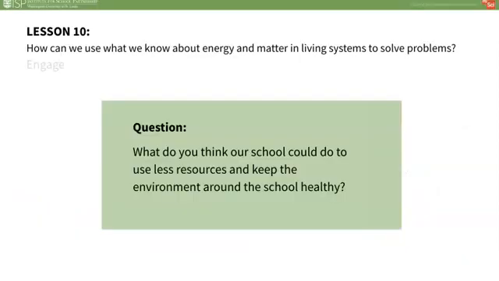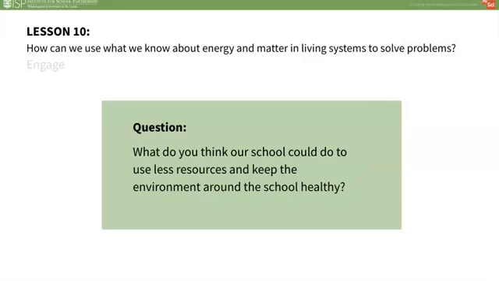In the engage portion of this lesson, ask students, now that we have spent time figuring out how energy gets from sun to food and how matter cycles through ecosystems, can we use these ideas to improve or protect our school environment? What do you think our school could do to use less resources and keep the environment, including the water, air, land, and living organisms around the school, healthy?